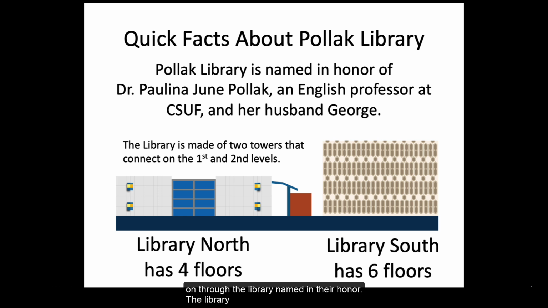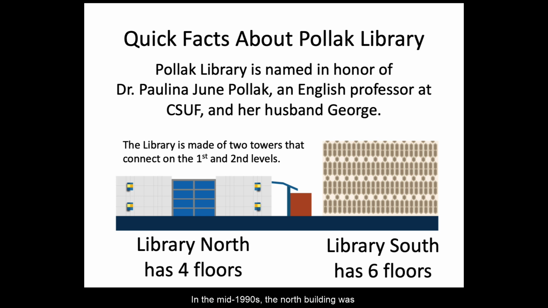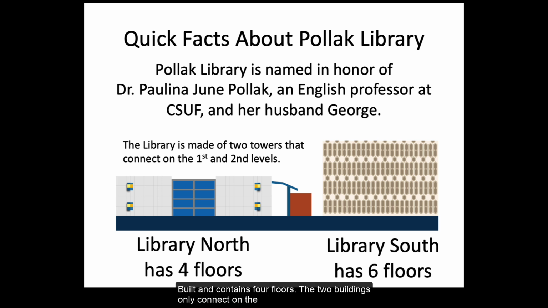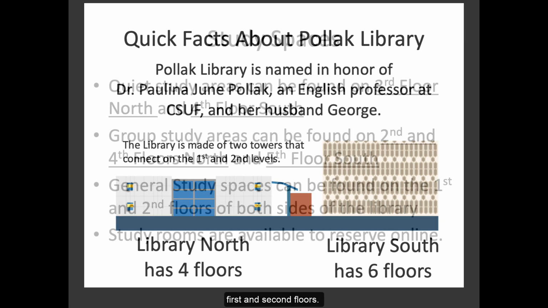named in their honor. The library actually consists of 2 buildings, the North Building and the South Building. The South Building, the one that looks like honeycomb, contains 6 floors and was the original library building on campus built in the 1960s. In the mid-1990s, the North Building was built and contains 4 floors. The 2 buildings only connect on the first and second floors.